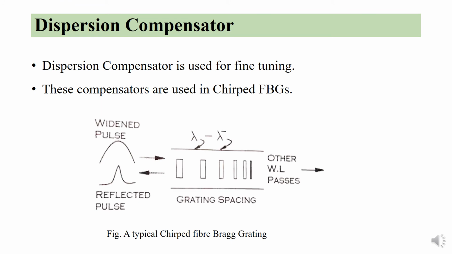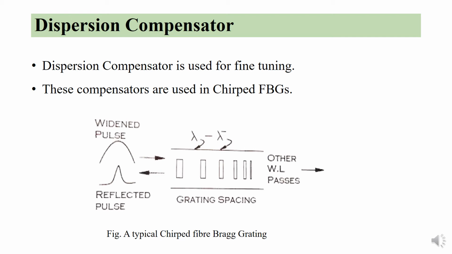Dispersion compensators. The chromatic dispersion drastically reduces the transmission distance when the bitrate is high. If the dispersion pulse broadens and the compensators are not used, the bit error rate will increase. Hence, the dispersion compensator modules are used for fine tuning. So these compensators are used in chirped FBGs as shown in the figure.